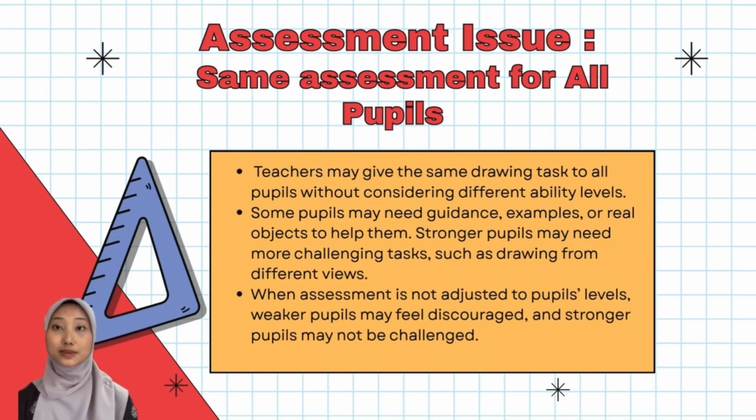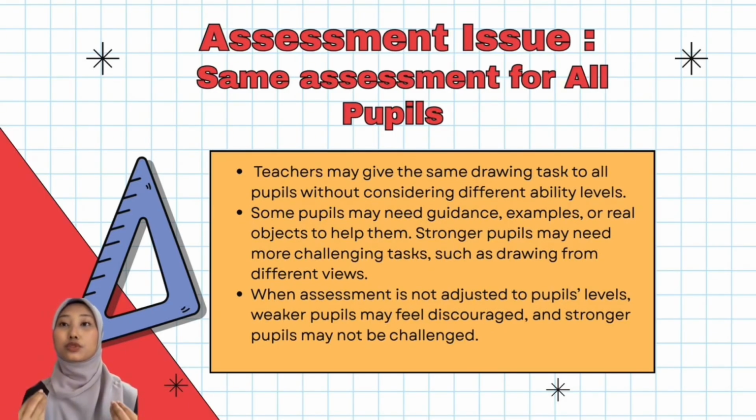Moving on to assessment issues. Another assessment issue is that teachers often give the same assessment task to all pupils without considering their different ability levels. Some pupils may need guidance, examples, or real objects to help them understand the task, to make it easy for them to draw. Meanwhile, stronger pupils may need more challenging tasks, such as drawing shapes from different perspectives.